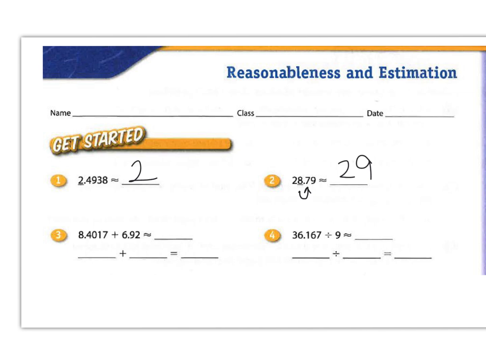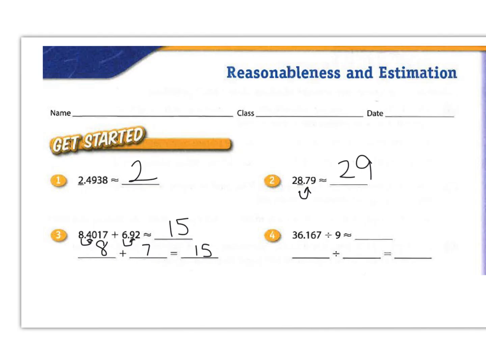All right, let's look at these. We're going to round to the nearest whole numbers again. So 8.4017, the 4 does not round it up, so it's about 8. Here we have the number behind it is the 9. The 9 does round it up, so it's about 7. So that means that it is about 15.